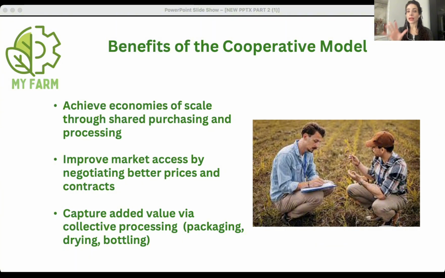In terms of the benefits of the cooperative model, the first factor we can come across among the benefits is economies of scale. Here, members can reduce production and distribution costs through collective purchasing and processing. Another benefit is related to market access. Here, cooperatives can negotiate better prices and contracts with buyers, wholesalers, or supermarkets. Another benefit is about value addition. So this is about investing in collective processing, which helps to capture more of the final product's value.